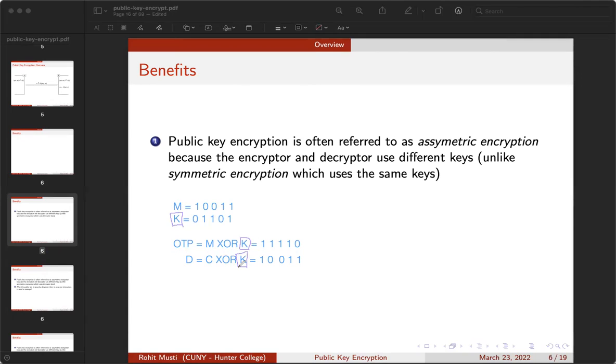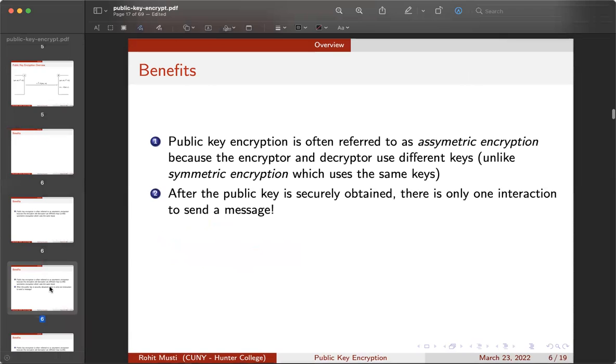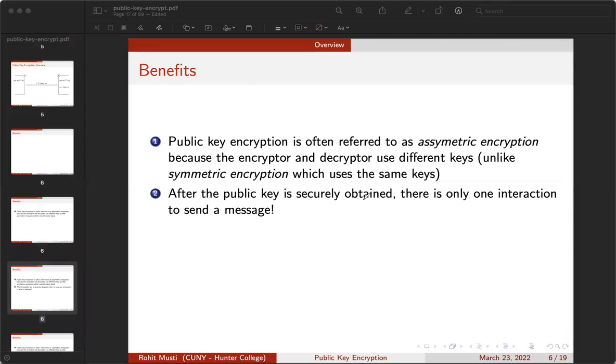So it'd be really cool if we could find a way to detach the key we use to encrypt from the key that we use to decrypt. So just really hitting that motivation, making it clear: we want these two algorithms to use different keys. So let's continue. Another benefit is that after the public key is securely obtained, there's only one interaction required to send a message.